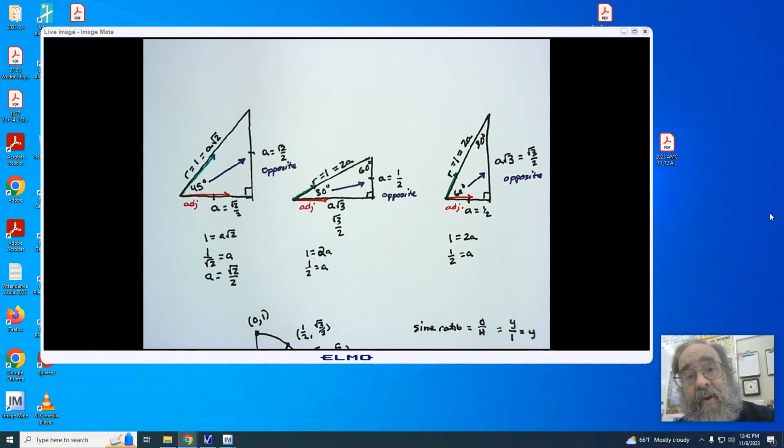And in the next video, we're going to be talking about how do we use the first quadrant in order to find our ratios, including how do we find our ratios for tangent.